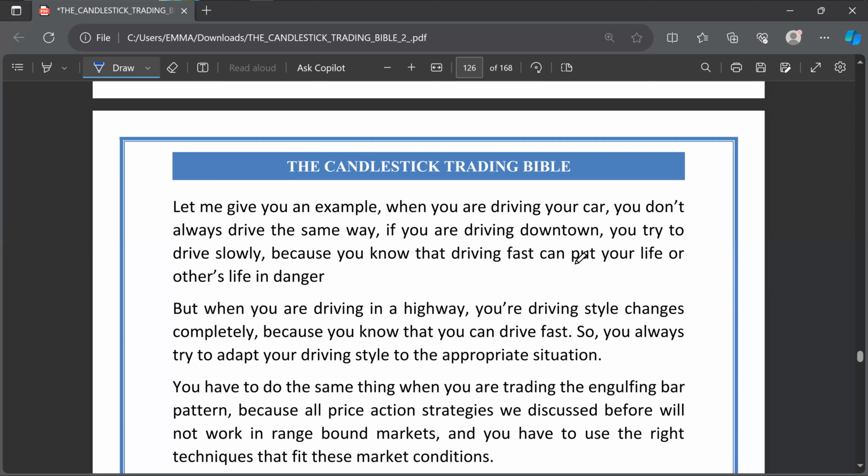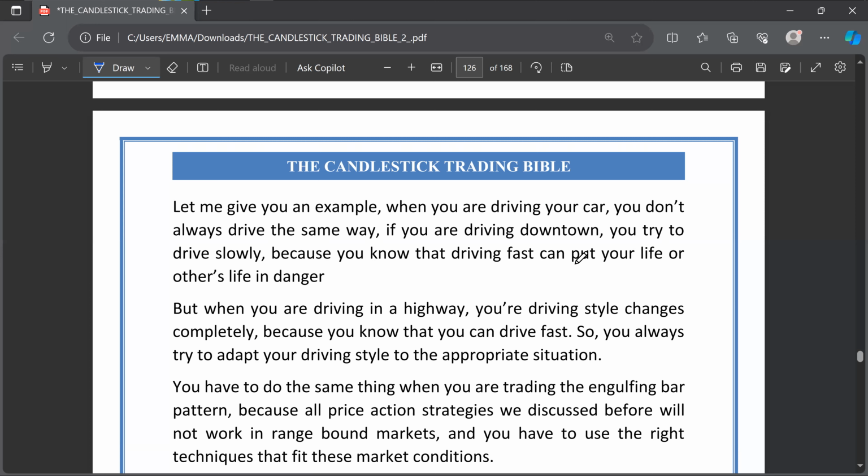Now, when you are driving on the highway, we know what a highway is, right? Your driving style changes completely because you know that you can drive fast. In fact, this is automatic. If you're a driver, like I'm a driver, I do understand this analogy. It's very vivid to me. On a highway, you can speed up because the road is free, right? No pedestrians around, and normally there are not many cars on the road.